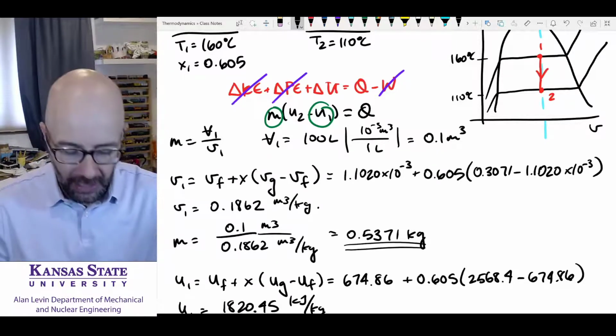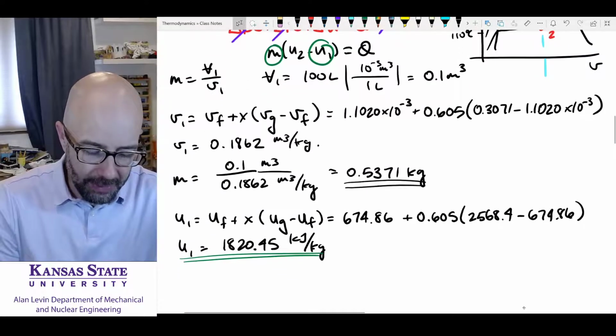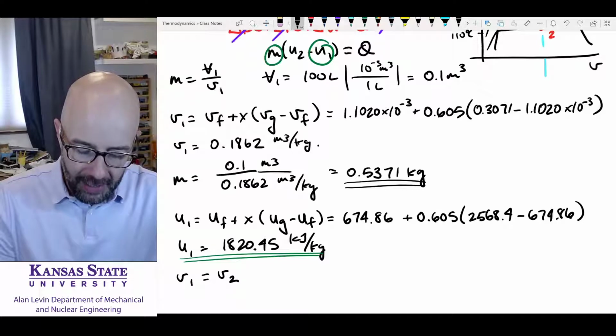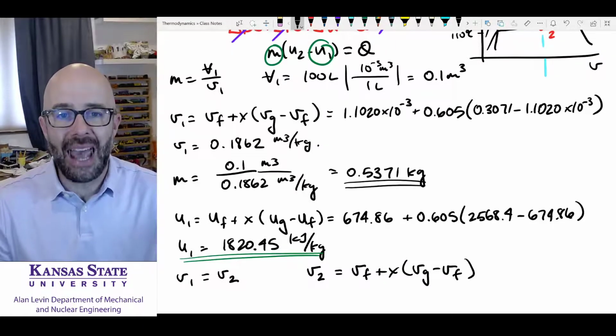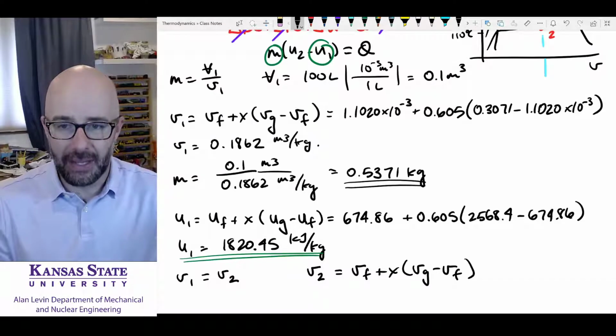So how do we do that? Well, I do know that the specific volume at 2 is equal to VF plus X times VG minus VF. And in this equation, I know everything but X. And so I will solve for X.